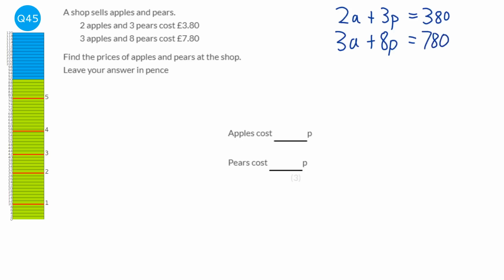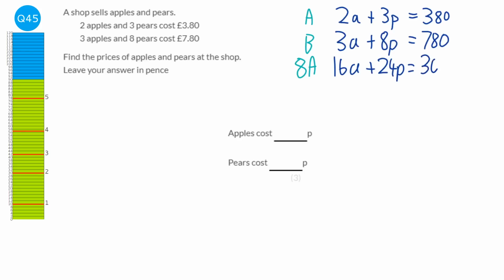Okay, so the first thing I do is try and get these numbers the same. So 3 and 8, they both go into 24, so I need to make them both 24. And what some people do is they just label this A and this B. And so what we're going to do here is we're going to multiply everything in equation A by 8, so that this becomes 24. So it's going to become 8a. And so we're going to times the 2a by 8, which will be 16a plus 24p, and 380 times 8 is 3040.